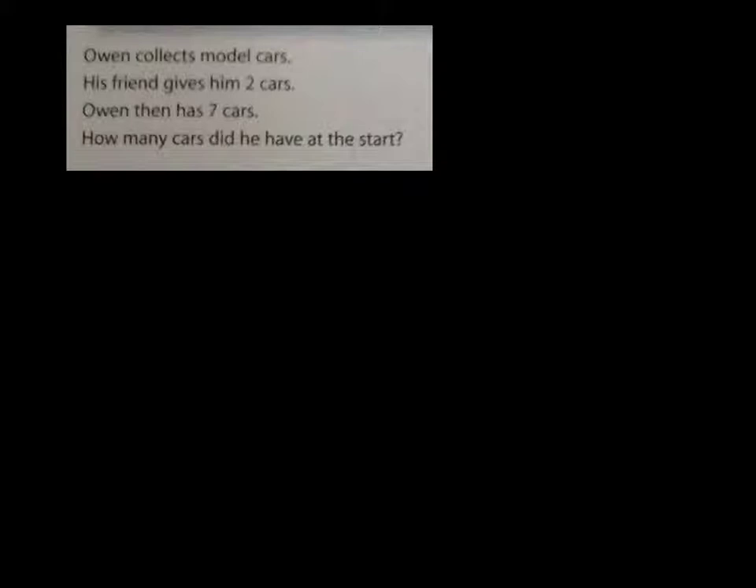So I know that it's 2 more than x, right? We want to know how many cars he had at the start. His friend gave him 2, and now he has 7 in total. So my x represents how many cars he had to begin with. The 2 represents how many cars his friend gave him, and 7 represents how many cars he has now. So this equation reads x plus 2 equals 7.